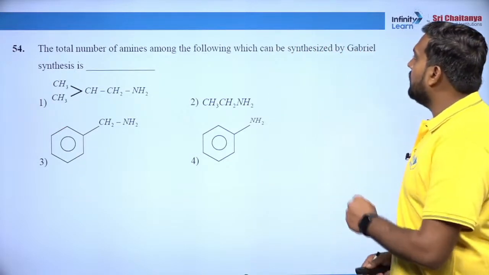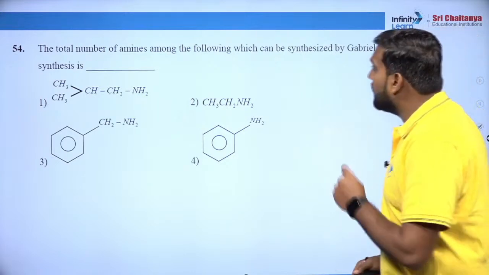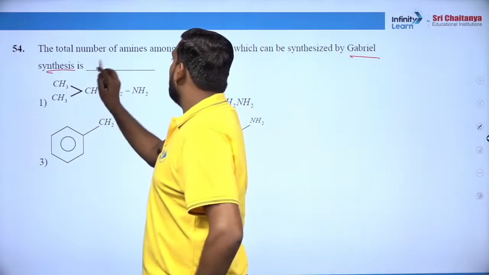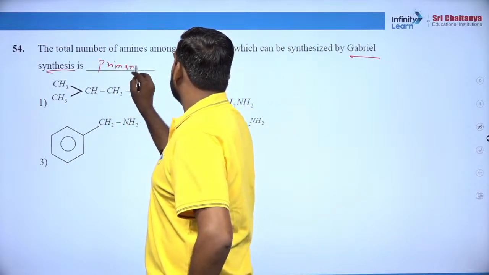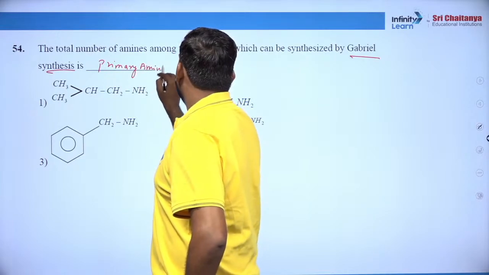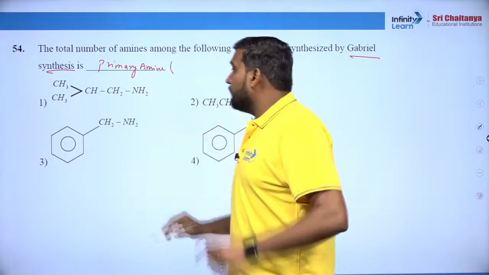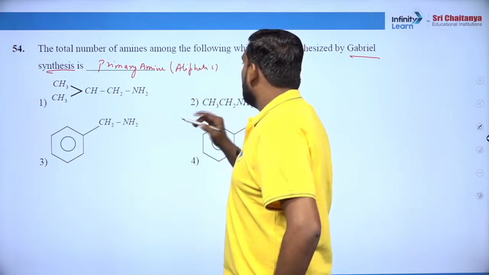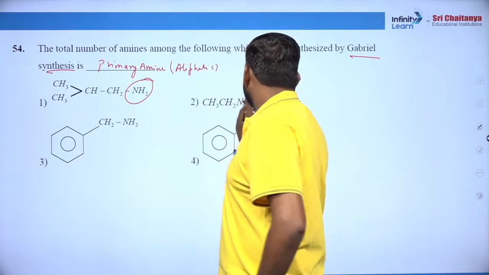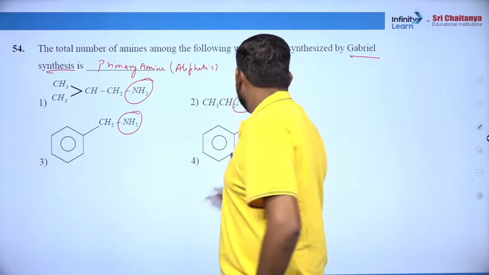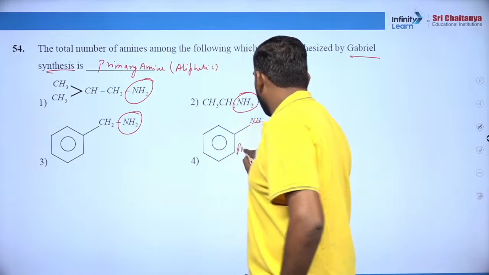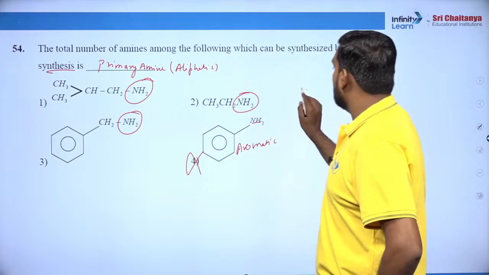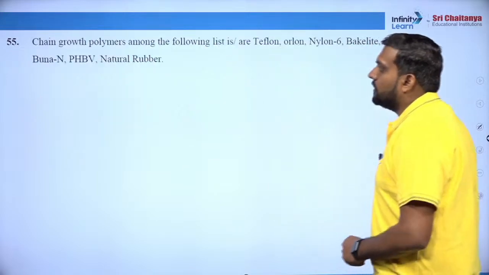Total number of amines among the following which can be synthesized by Gabriel synthesis. Gabriel synthesis is used for primary amines, and that too aliphatic, not aromatic. So just choose that. This is the primary amine, this is the primary amine, this is also the primary amine, this is the primary amine, but it's aromatic, not aliphatic. So this is aromatic, so this will not be our answer. So the correct answer will be option number 3. Going to the next question.